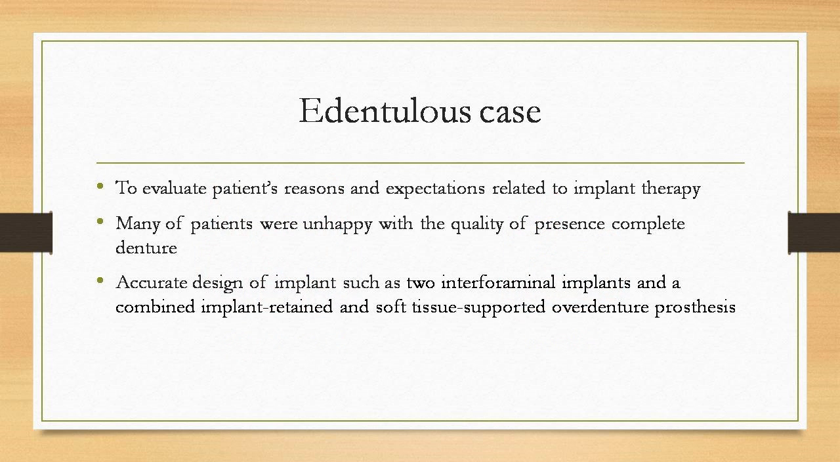Especially in restoring the edentulous jaw, it is important to evaluate and specify the patient's desires and expectations related to implant therapy, which may vary greatly. In the edentulous mandible, for instance, a majority of patients suffer from poor retention of their existing complete denture and just expect a better prosthesis stabilization, which can be derived from two interforaminal implants and a combined implant retained and soft tissue supported overdenture prosthesis.